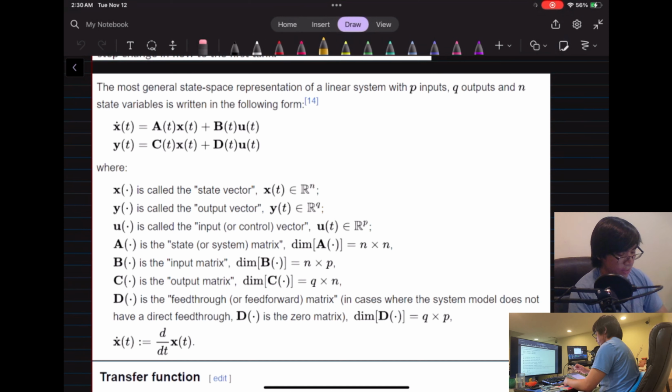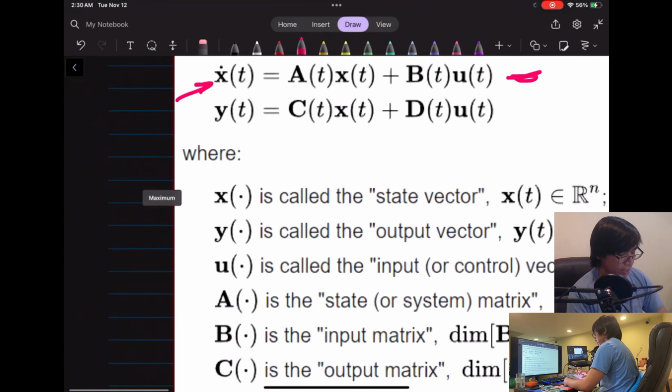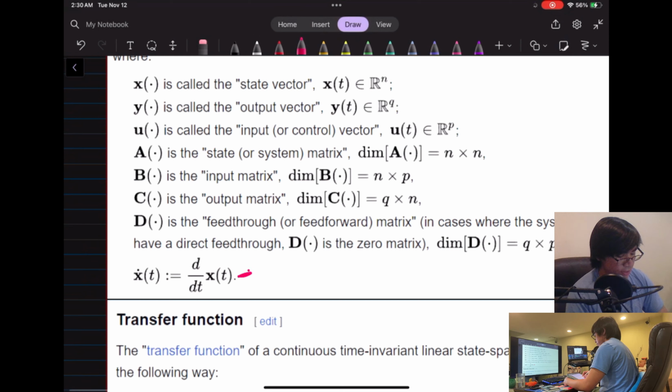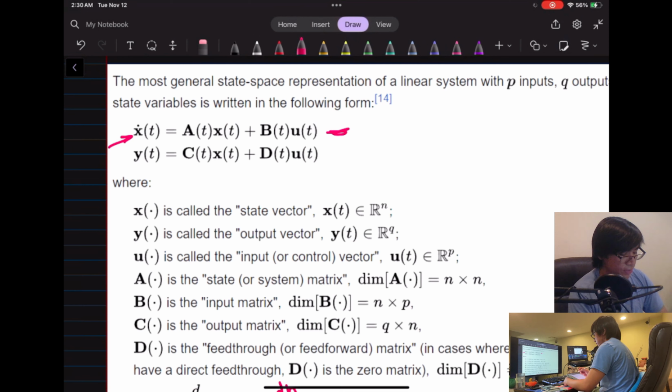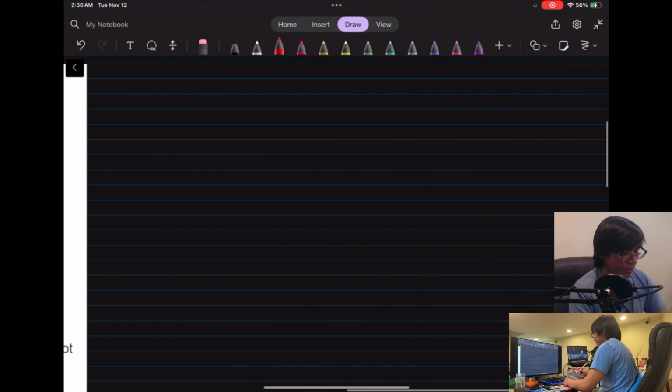So focusing on this first line here, we have our right-hand side, our x dot, shown here as a differential. For us, this would be our change in height over change in time. We're saying that this is equal to some state matrix A and some state variable X. Let's translate that in terms of what we know. And again, all of these are in terms of time.